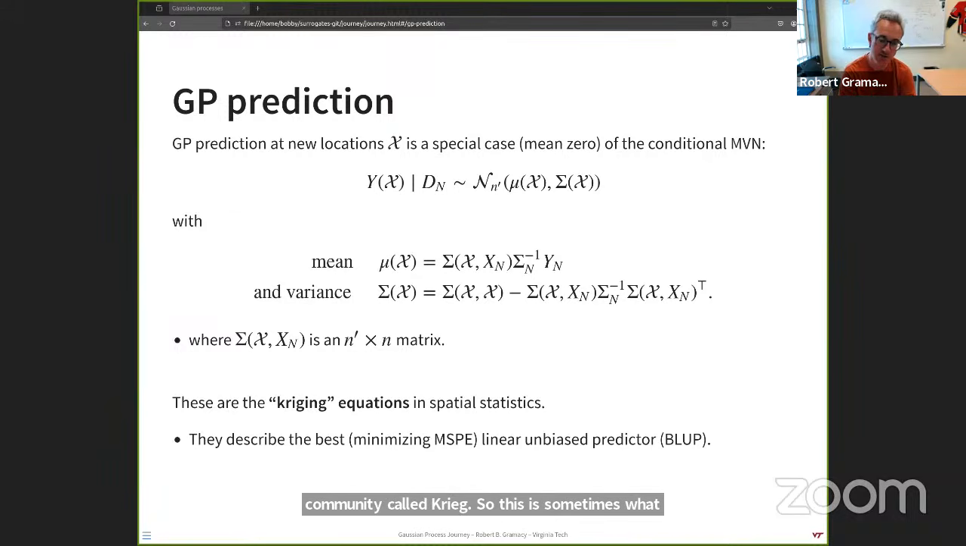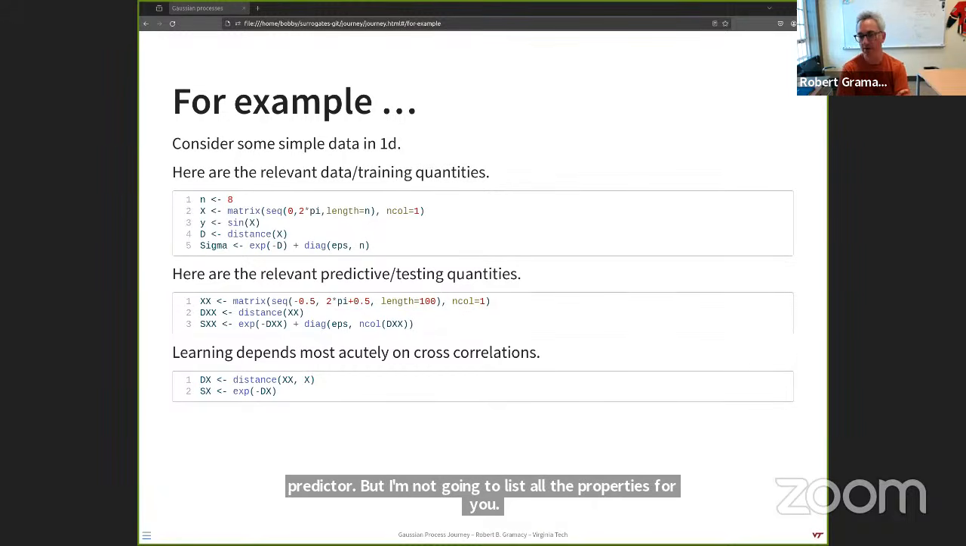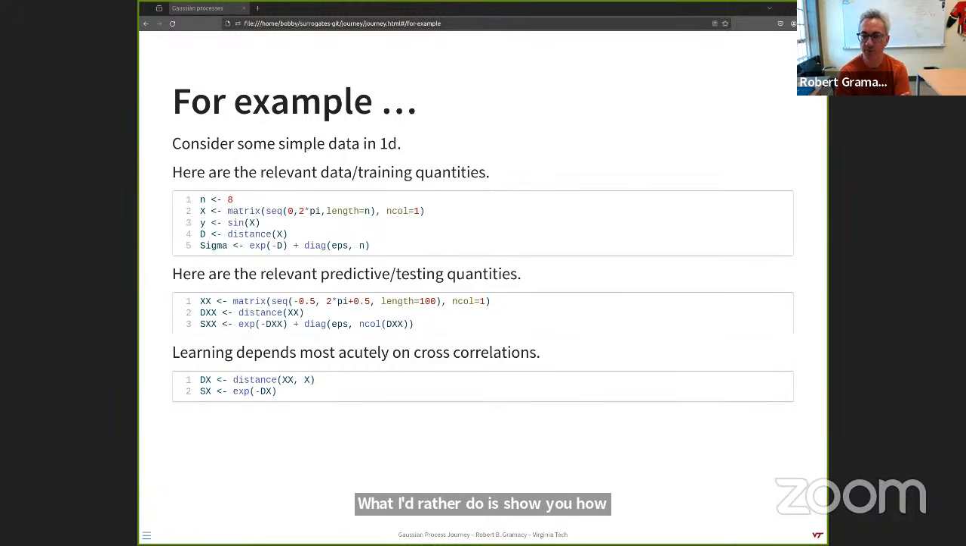And it has all sorts of nice properties. One of them is that it's the best linear unbiased predictor. But I'm not going to list all the properties for you. What I'd rather do is show you how it works on a toy problem. So here is a toy problem where I'm going to observe sine of x at 8 equally spaced locations within one period of the sine function.